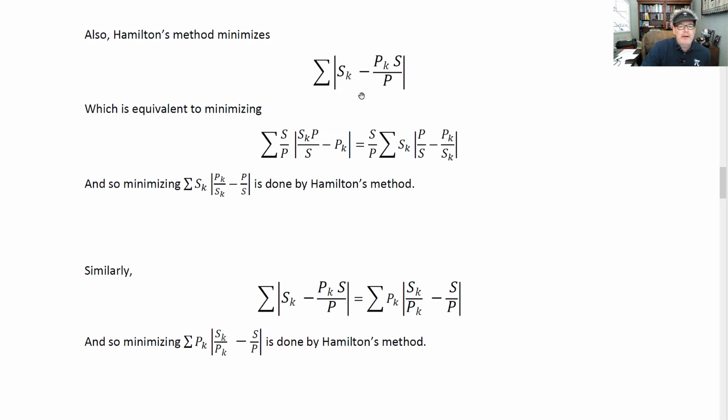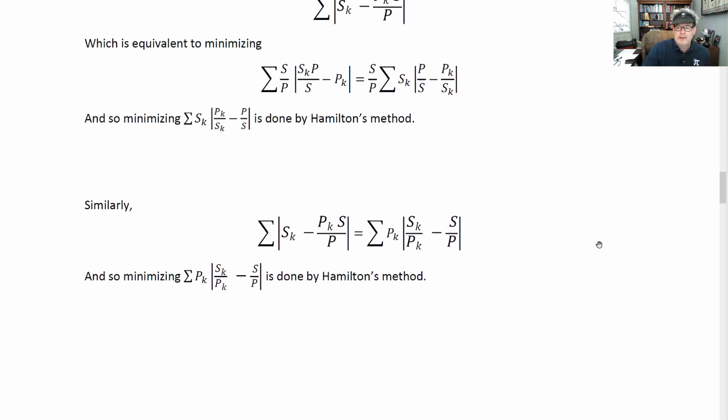If instead we factor out S over P, then here I need a P over S, right? Just think if you distribute, you get that. And then now pull out an SK, and well, that's it. Again, outside here is a constant. So if you minimize this, then you minimize this, and minimizing this is done by Hamilton. So as promised, those are the properties.